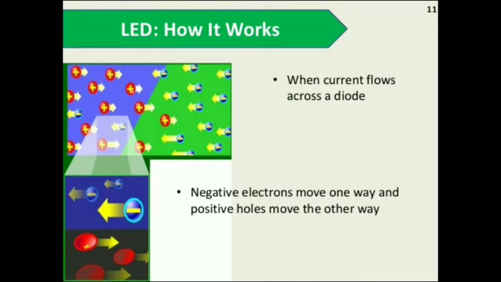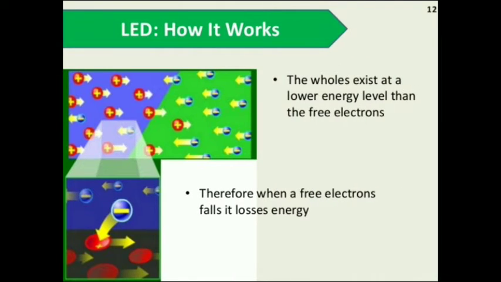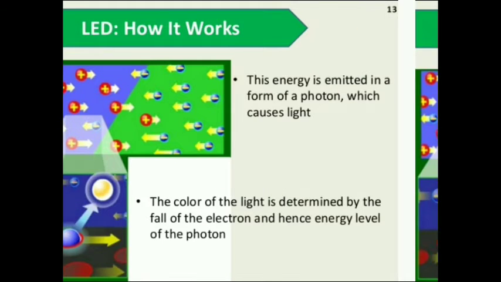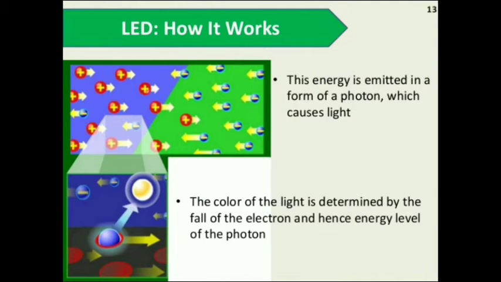LED, how it works? When the current flows across the diode, negative electrons move one way and positive holes move another way. The holes exist at a lower energy level than the free electrons. Therefore, when free electrons fall, they lose energy. This energy is emitted in the form of a photon, which causes light. The color of the light is determined by the fall of the electron and hence the energy level of the photon.